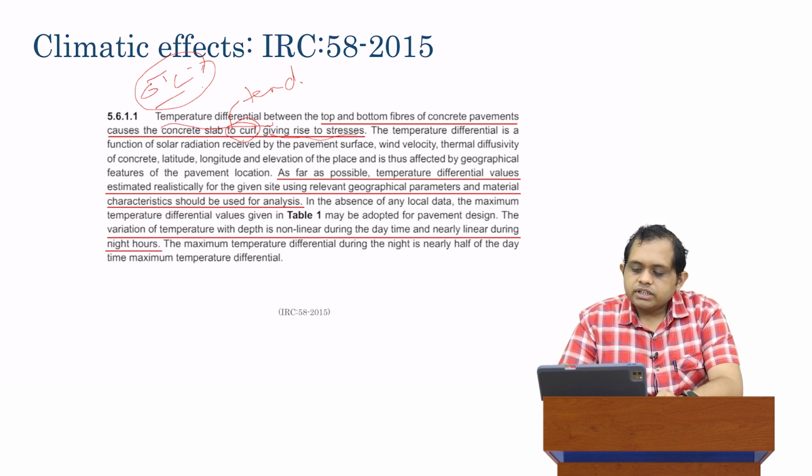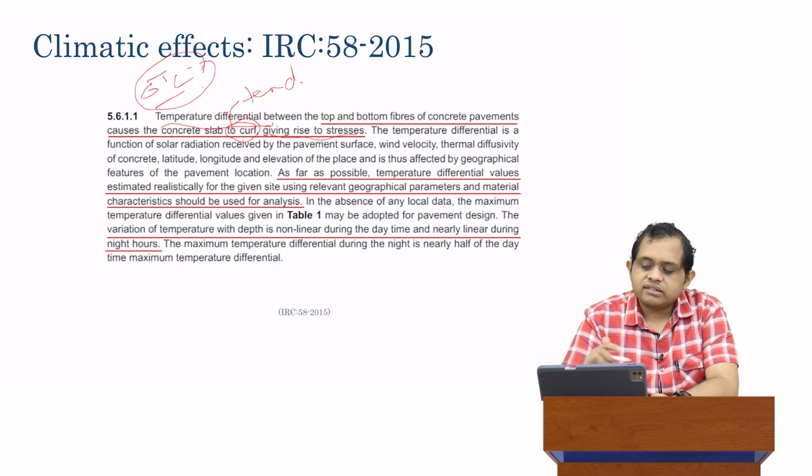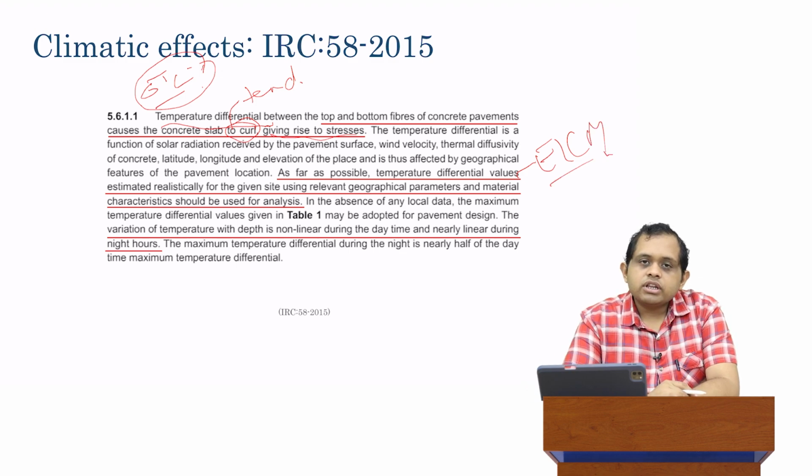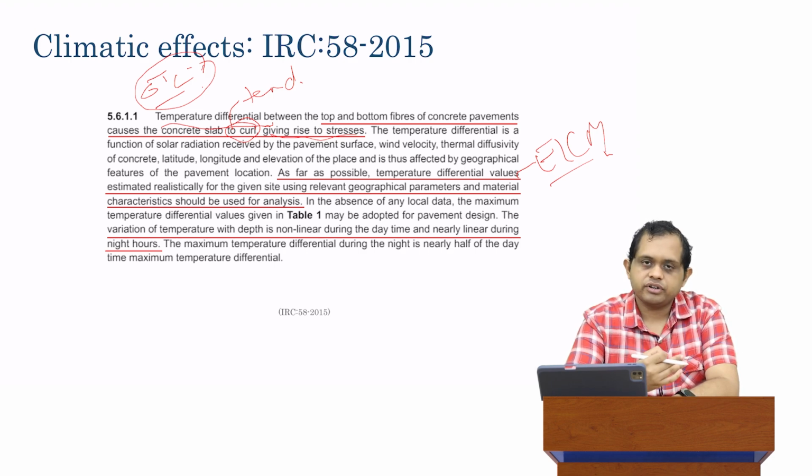As far as possible, temperature differential values estimated realistically for the given site using relevant geographical parameters and material characteristics should be used for analysis. This is basically saying EICM. So, the recommendation is that, to the extent possible, you must consider geographical conditions, and you must consider material characteristics, which could be thermophysical characteristics, which we talked about in an earlier lecture. That could be albedo, thermal conductivity, heat capacity, diffusivity, and emissivity. So, please go back to those earlier lectures if you want a revision on what these different terms are.